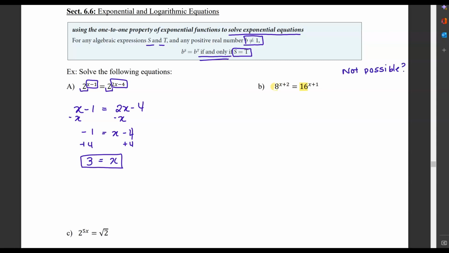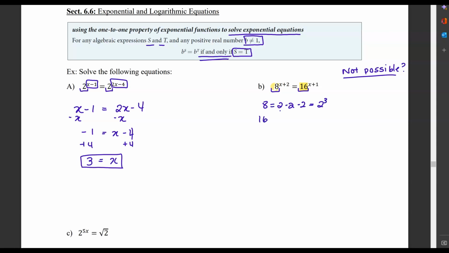Well, notice here, our bases are not the same. So does that mean that it's not possible and we have no solution? Well, what we want to really think about is, can I rewrite these with a similar base? So let's look at 8. What are the factors of 8? Well, 8 is 2 times 2 times 2, right? Because 2 times 2 is 4, times 2 is 8. So this is the same thing as saying 2 to the third power.